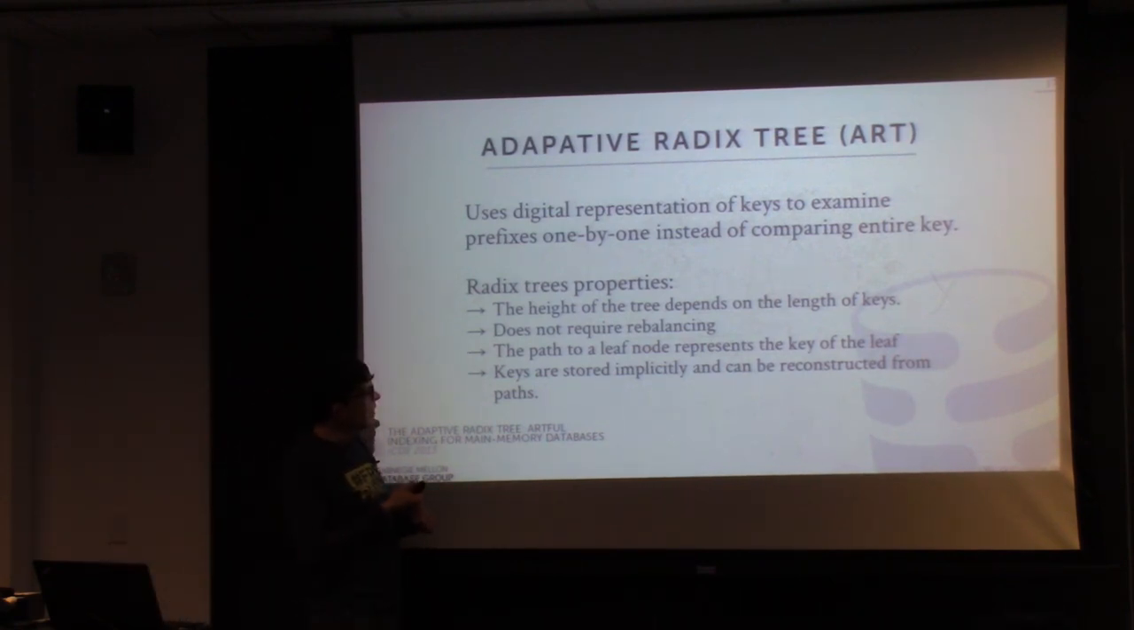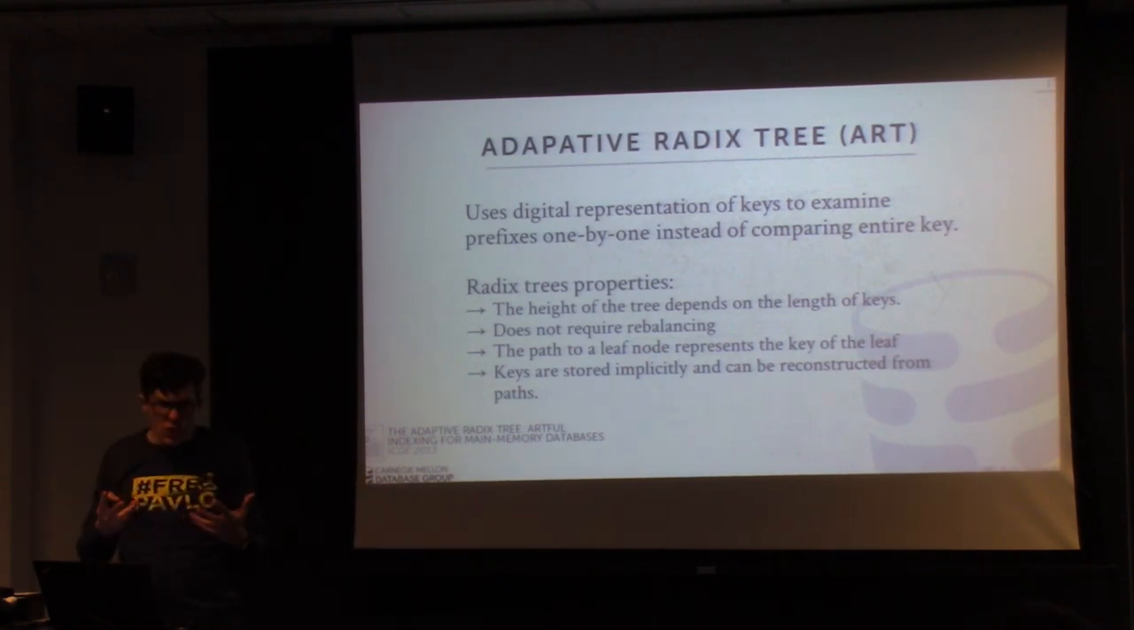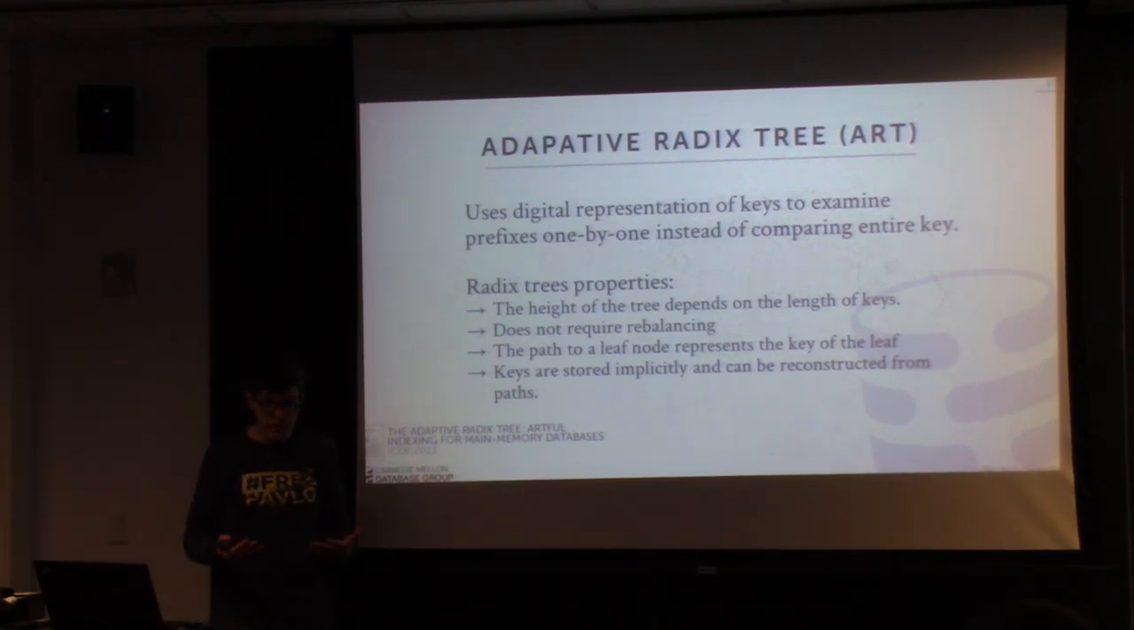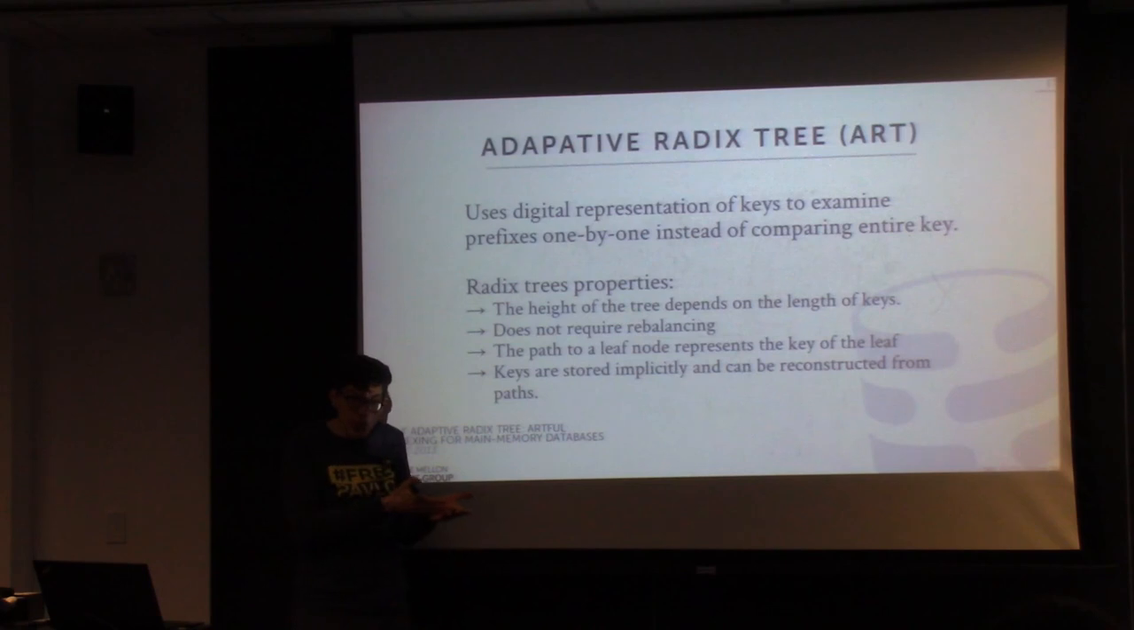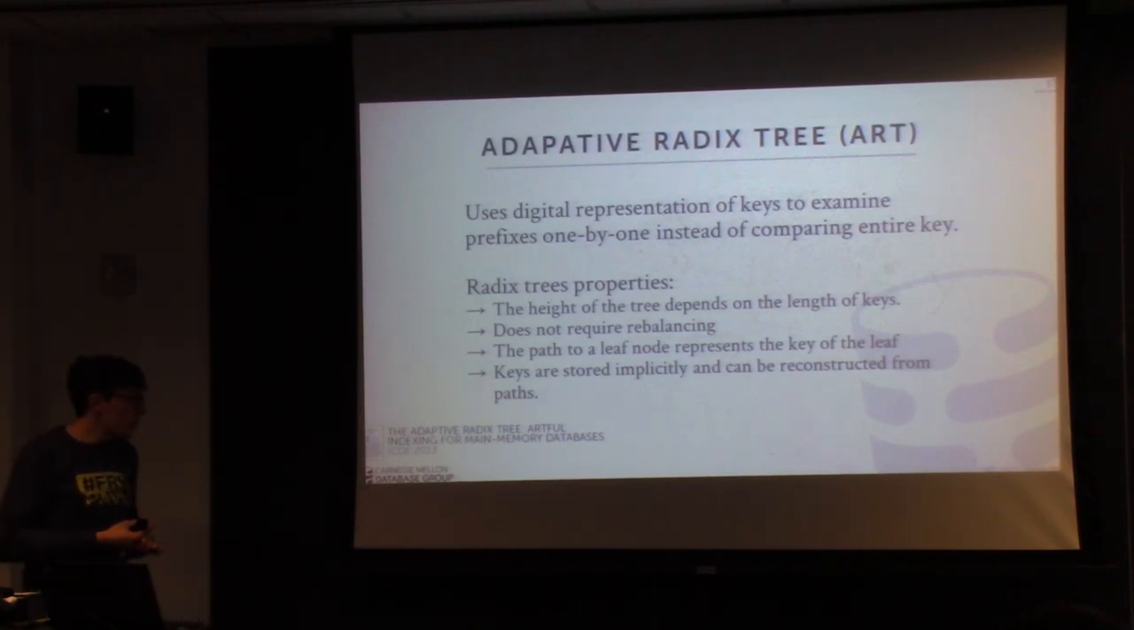Another nice thing about the radix tree is that it doesn't require any rebalancing, and this is because the organization of the data structure is deterministic. What I mean by that is, no matter what order you insert the keys, the layout of the data structure is always going to be the same. Contrast this with the B+ tree or skip list. If I insert the keys in sorted order or random order, the layout of the tree is going to be different each time. In a radix tree, it's always exactly the same, and we'll see why in a second.